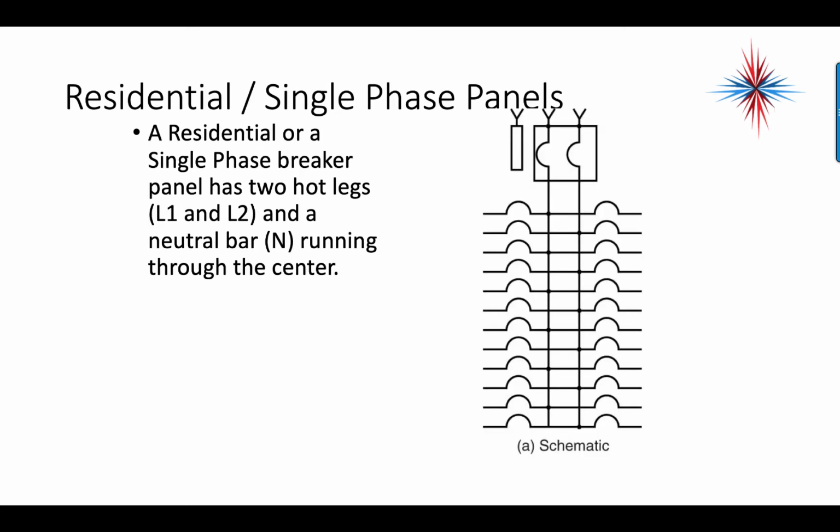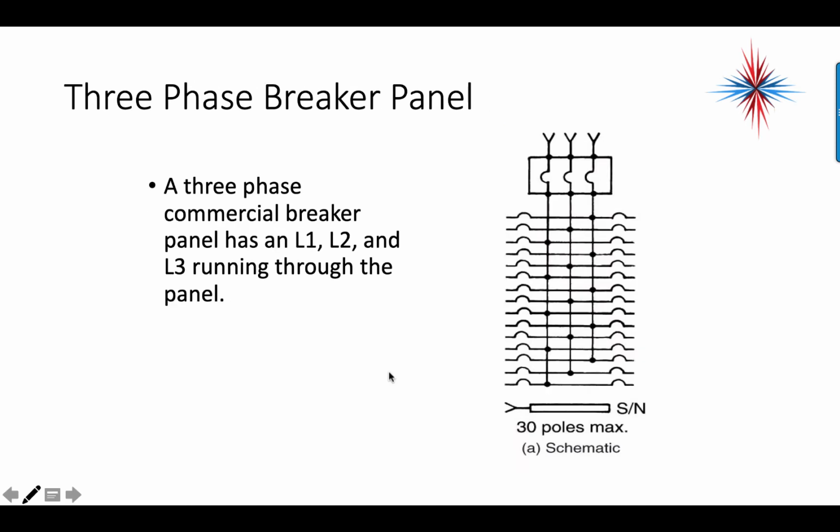So a residential or single-phase breaker panel has 2 hot legs coming in from the top. So again, we have 2 hot legs. I have L1 and I have L2, and I have a neutral bar. Each of our breakers connects to one of them. Now, if we have a double pole breaker, it actually flops across both lines and it gives us L1 to L2. A 3-phase commercial panel has L1, L2, and L3 all running through the same panel. We also put a neutral down here at the bottom.